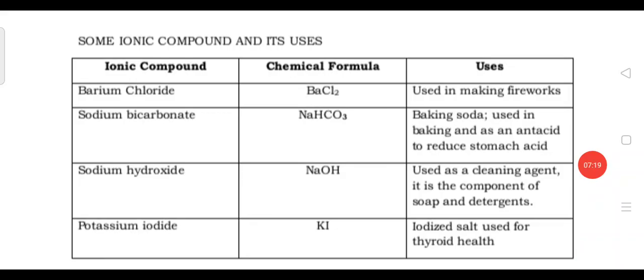Okay, so pag-usapan naman natin yung iba't ibang mga ionic compounds. So, mga example lang. These are just examples of ionic compounds and uses nila. Okay, ang isang example is yung barium chloride. Ang chemical formula ng barium chloride is BaCl2. So, ano yung gamit niya? It is used in making fireworks. Okay, so yung mga paputok, ginagamit din yung barium chloride.